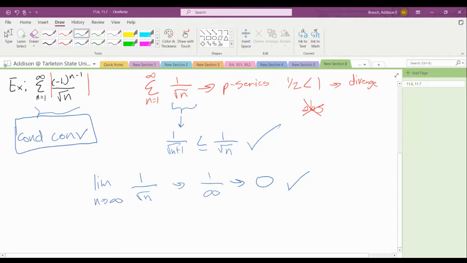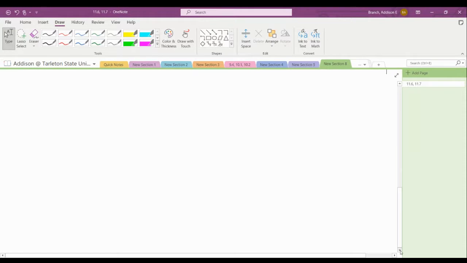So conditional versus absolute convergence is actually a pretty simple concept on its own. Now we can go ahead and move on to our new test for this week. Our first new test that we're going to cover in this section is going to be our ratio test.